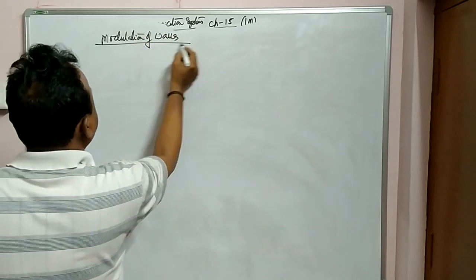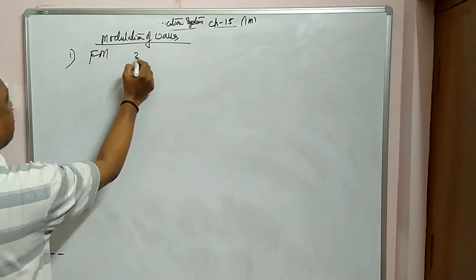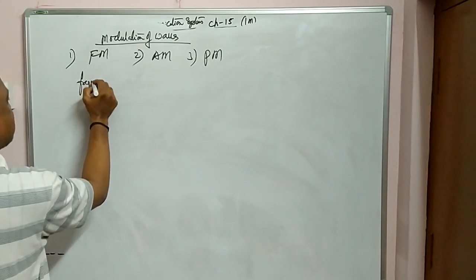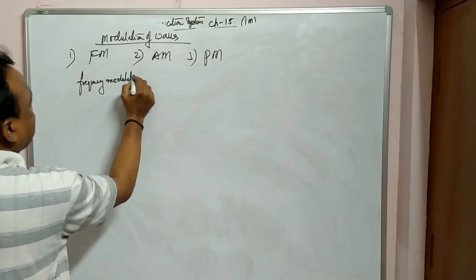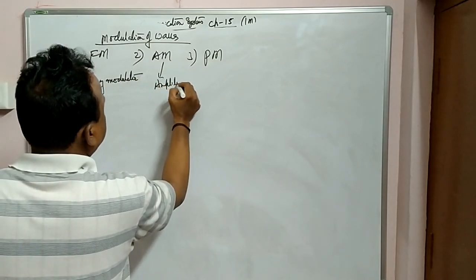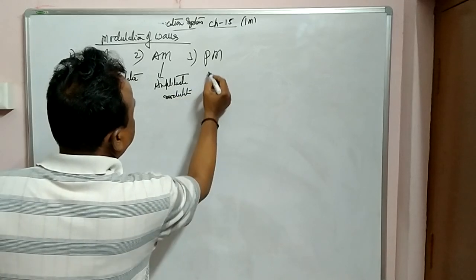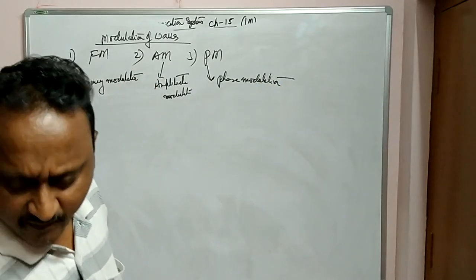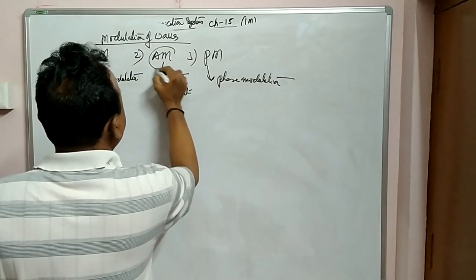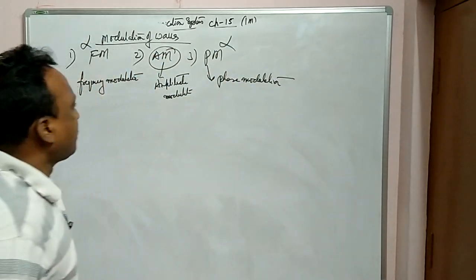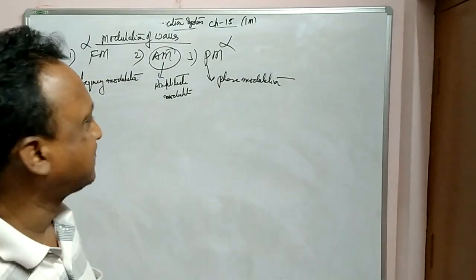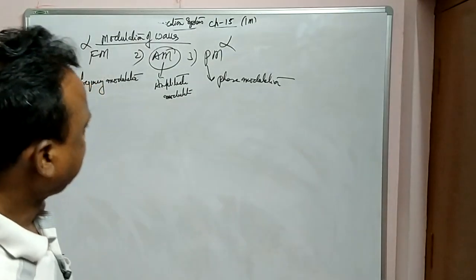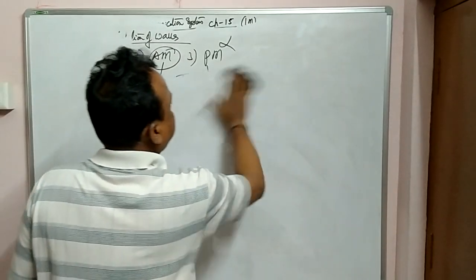See, generally wave modulation is of three types: AM, FM, PM. FM means frequency modulation, AM means amplitude modulation, and the last one is phase modulation. But in our syllabus, phase modulation and frequency modulation are not there. We are having only amplitude modulation. Okay? Note down.